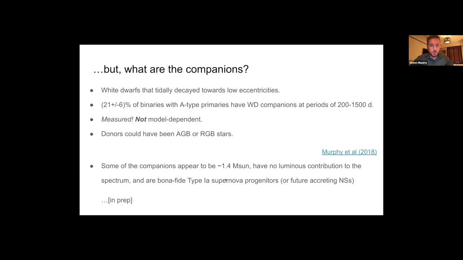And so this companion has to either be a white dwarf very close to the Chandrasekhar limit, or it's already become a low mass neutron star, and in future it will be an accreting neutron star when the delta Scuti star ultimately becomes a red giant. So this could be a type 1a progenitor, or it could be a future accreting neutron star.